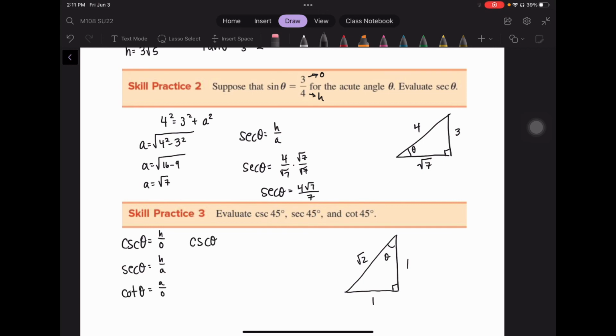Cosecant of theta is root 2 over 1, which simplifies to just root 2. Secant of theta is root 2 over 1, or just root 2. And cotangent of theta is 1 over 1, or 1. And again, those are in that chart above that we worked on in the notes. And so if you have that chart handy, you start to memorize those values, they'll come very quickly too.